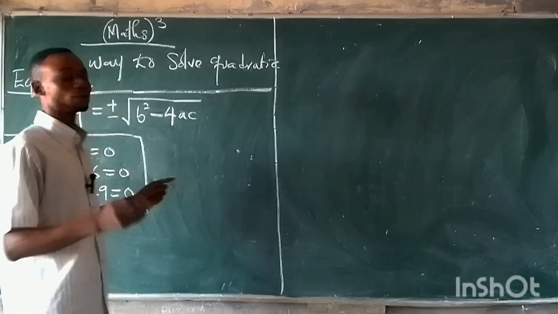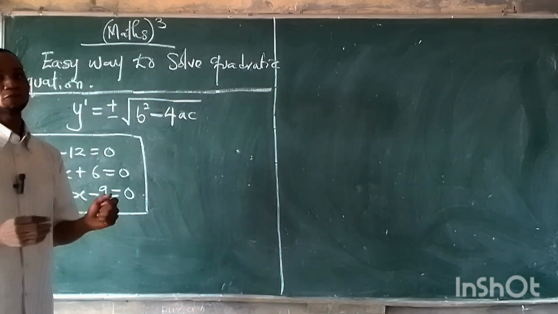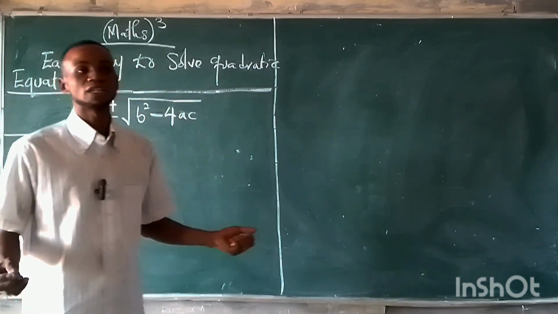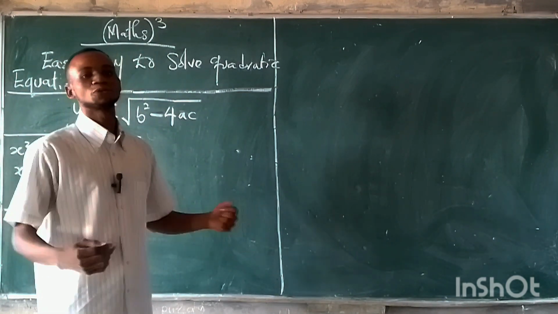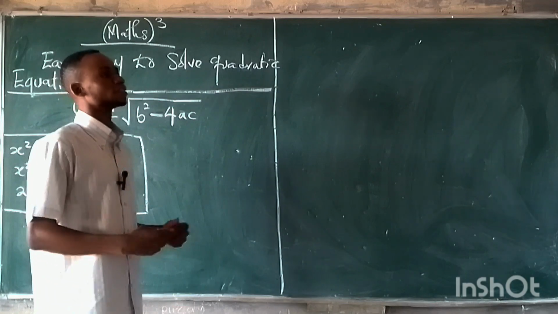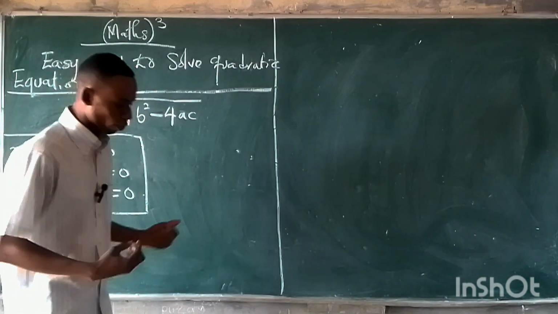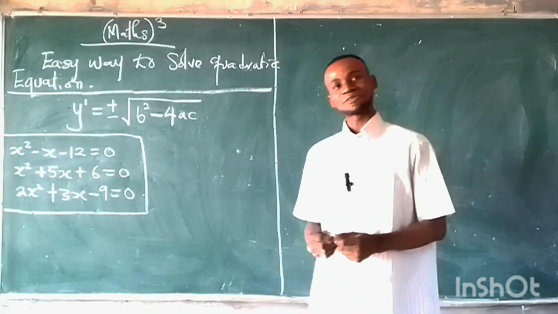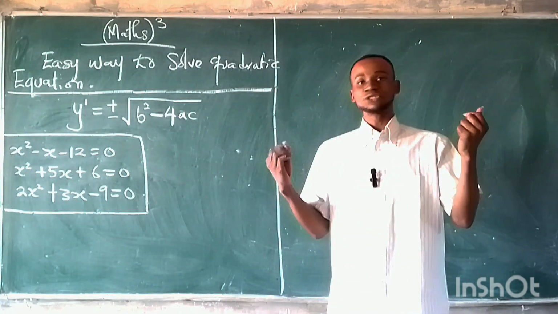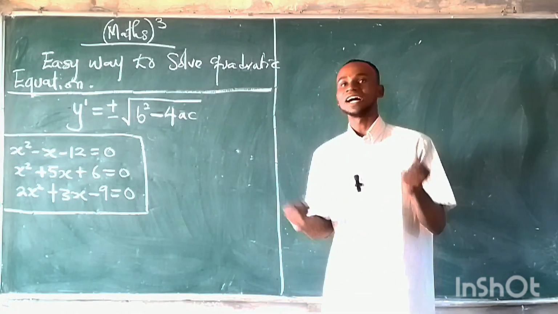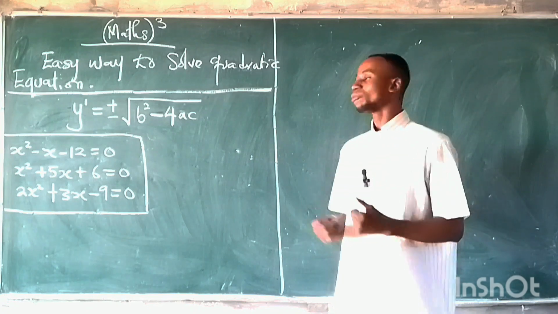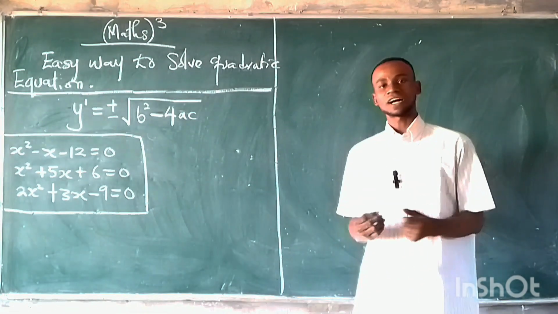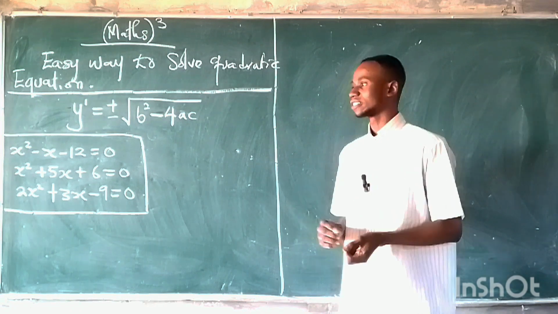Basically, we are going to be talking about an easy way to solve quadratic equations. Many students still find it difficult, despite the fact that we have different methods to solve quadratic equations: the factorization method, the completing the square method, the almighty formula, and the graphic method. But students still find it difficult to use all these formulas and methods.